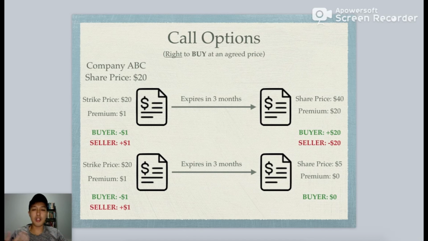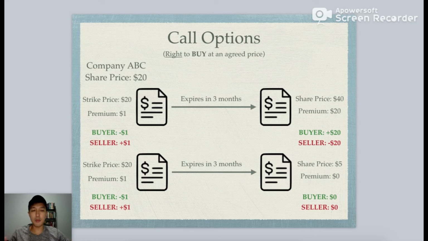The seller has already collected $1 at the front when they sold you this contract, and 3 months later when it expired, because the contract became worthless, the seller doesn't have to do anything. They don't gain or lose anything on the contract, but net P&L, the seller will actually profit $1.